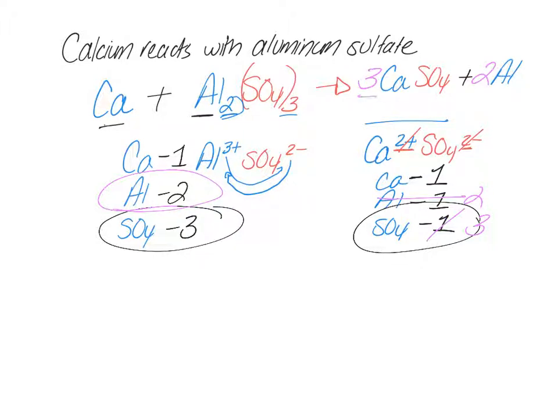And now this also changed this, so I have 3 calciums over here. So in order for them to be 3 calciums over here, I'm going to have to put a 3 in front of here. So now it looks like I'm good and it's balanced. So we can go on to the next one.